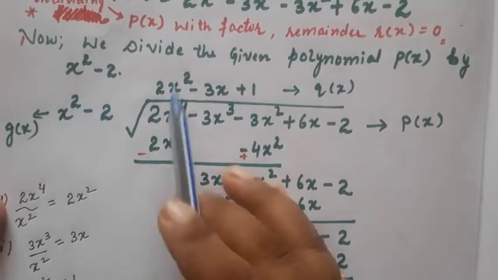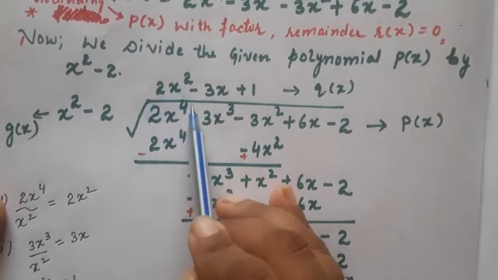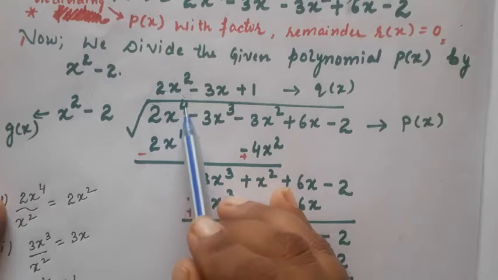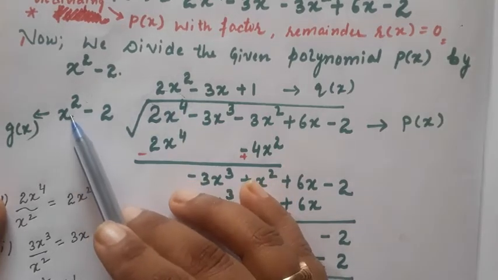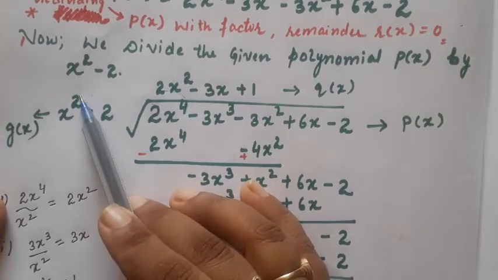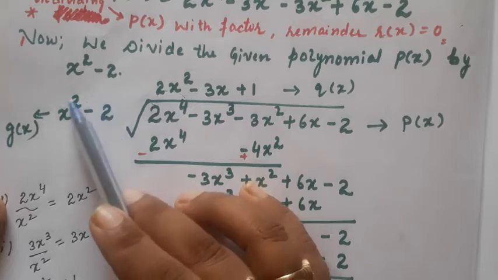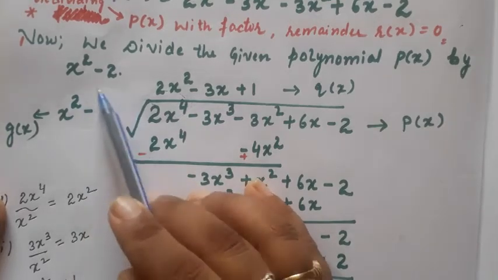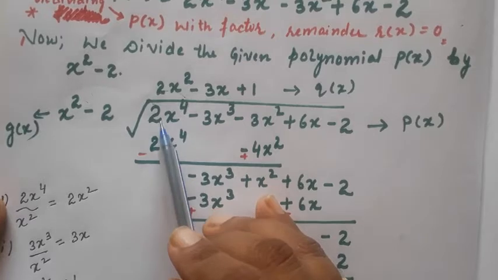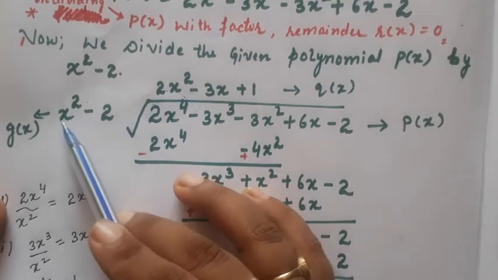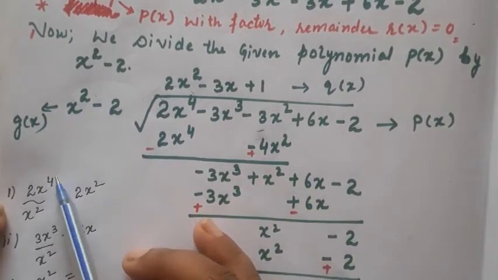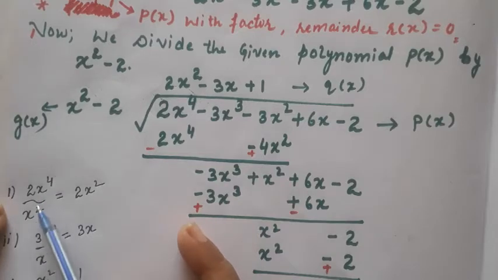See, first of all we need to compare the first terms. Here it is 2x^4 and here it is x^2. To get the number by which the whole divisor should be multiplied, first of all I will divide the first term by the first term, that is, 2x^4 upon x^2.